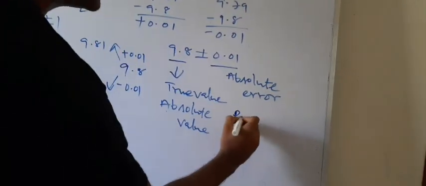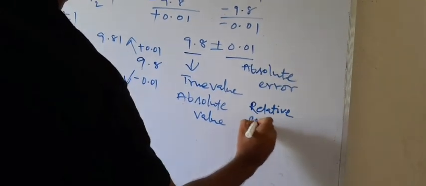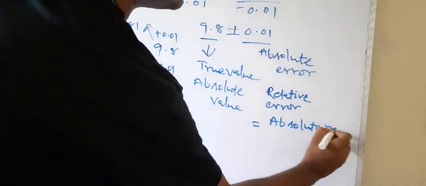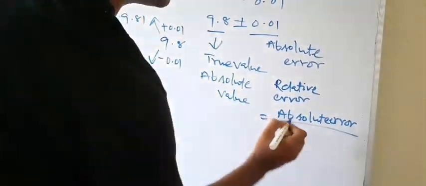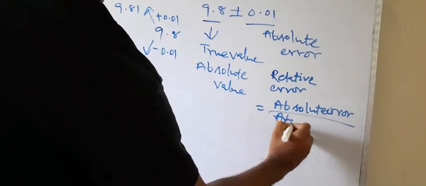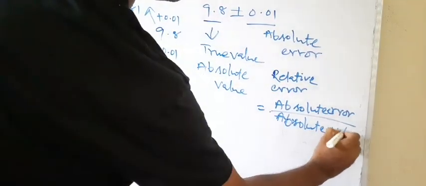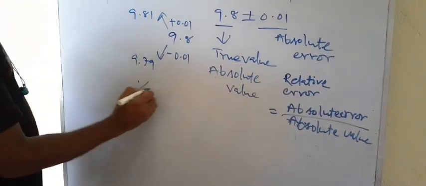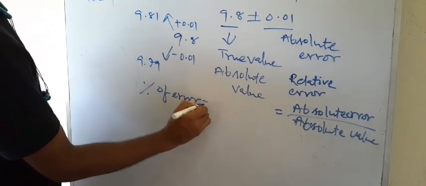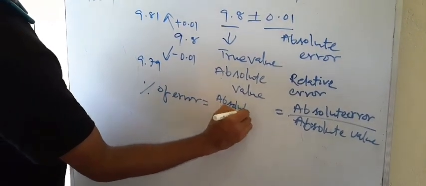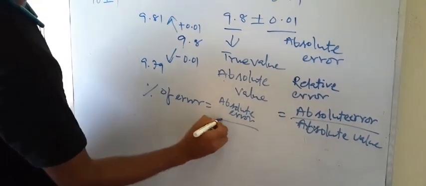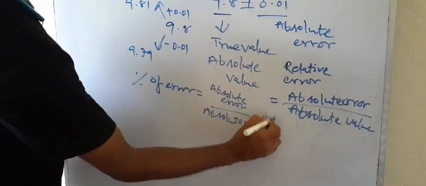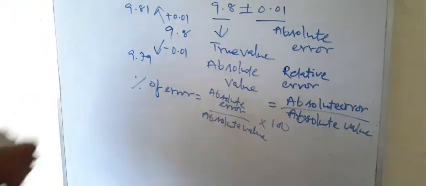It means I am writing a formula. Relative error is equal to absolute error divided by absolute value. Relative error equals absolute error divided by absolute value. Similarly, percentage of error equals absolute error divided by absolute value into 100. You just need to multiply by 100.